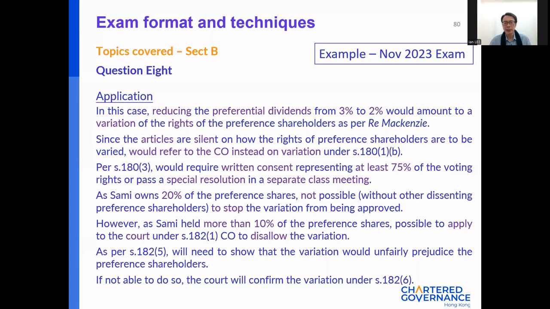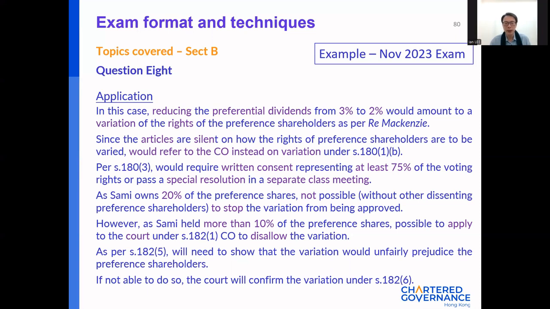So in this case, Sammy owns 20% of the preference shares. Okay, so if Sammy is the only preference shareholder that disagrees with the variation, then she would not have enough votes to stop the consent of 75%, okay? Because she will need more than 25% to basically block the 75% written consent or the special resolution at a separate class meeting. So in that case, it will go ahead. But what else can Sammy do?